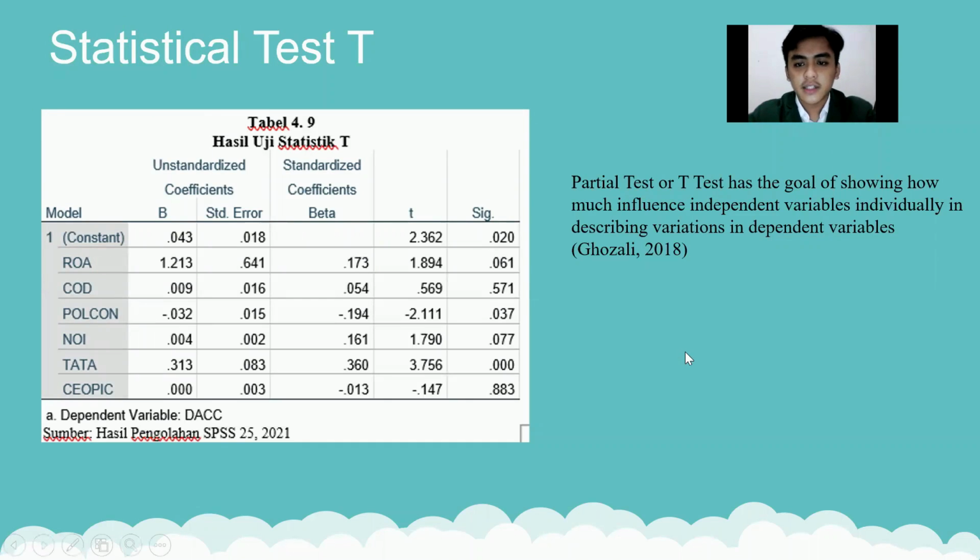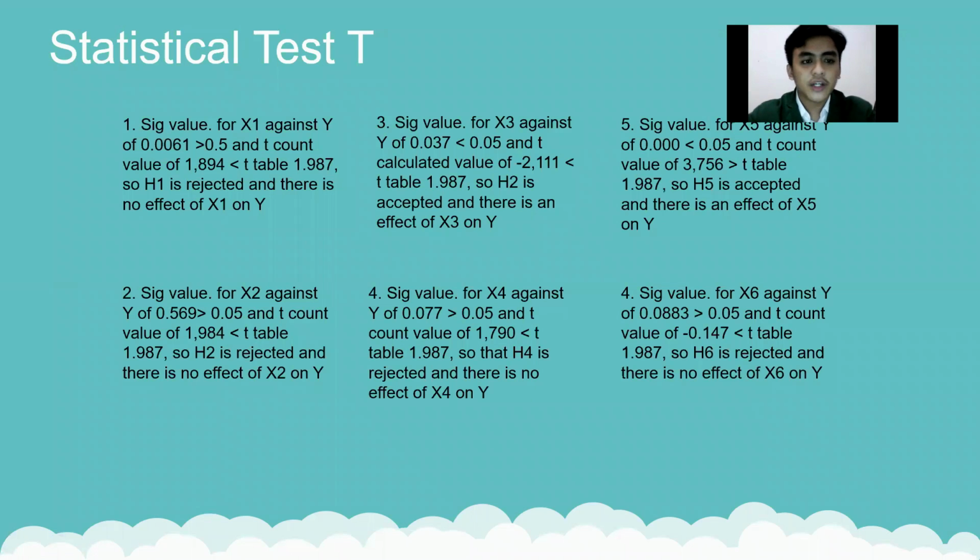This is the statistical test. T partial test or t-test has the goal of showing how much influence the independent variable individually has in describing variation in the dependent variable. We can conclude that x1 is rejected and there is no effect of x1 on y, and x2 is rejected because the significant value is greater than 0.05. H2 is rejected and there is no effect of x2 on y, and variable x3 is accepted and there is an effect of x3 on y.